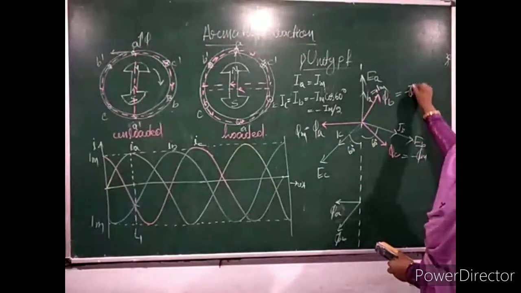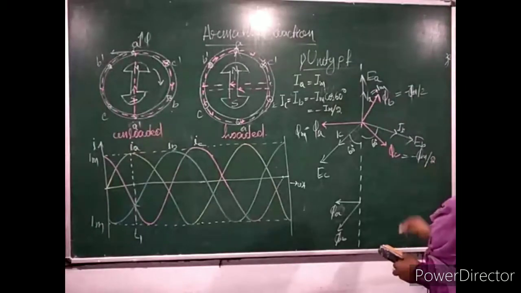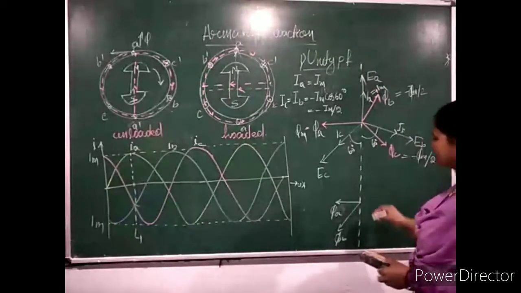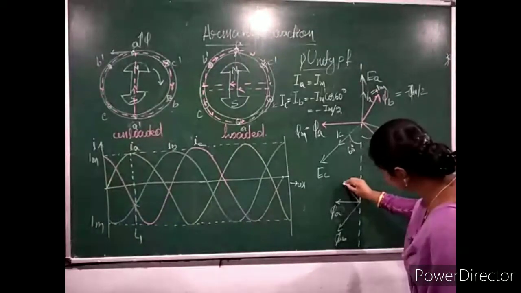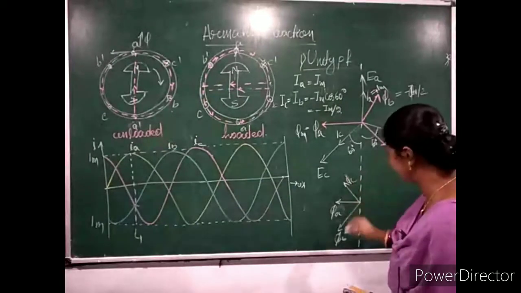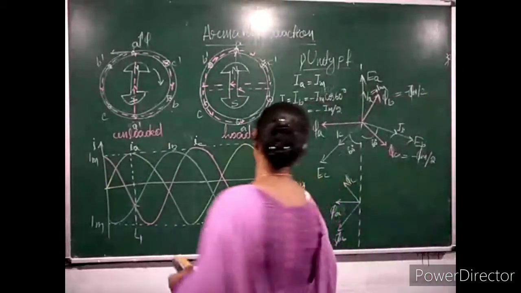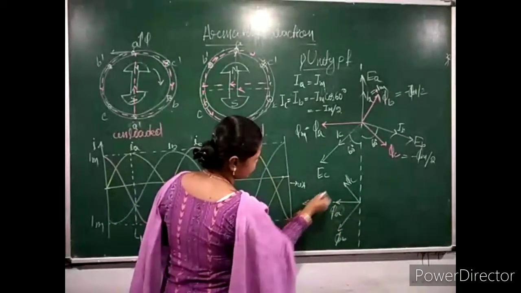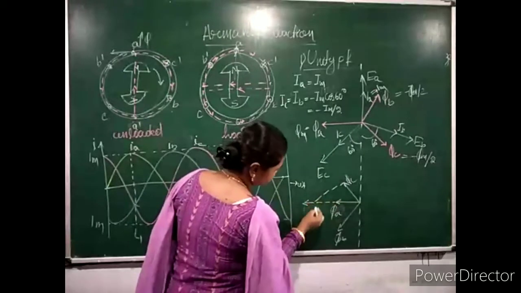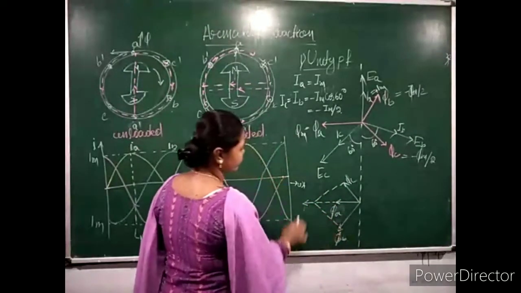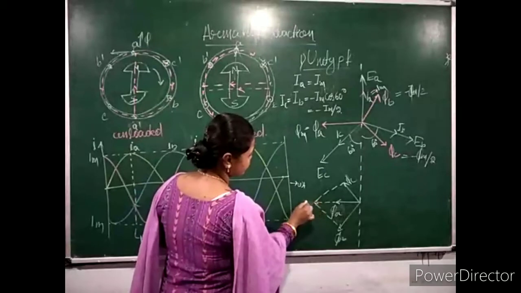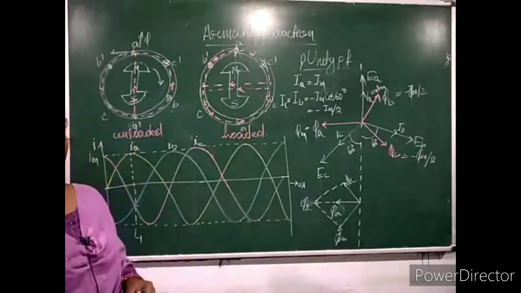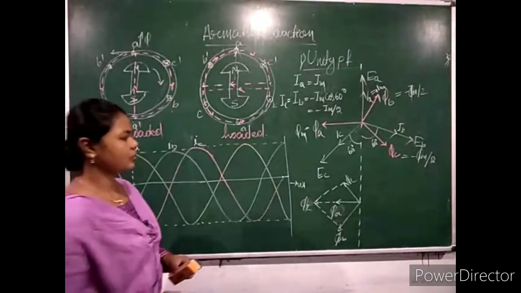So as it is negative, I take its negative opposite axis. This one is phi C. And finally, I get the resultant of these 3 phasors. It is the resultant of the armature flux in the unity power factor load.